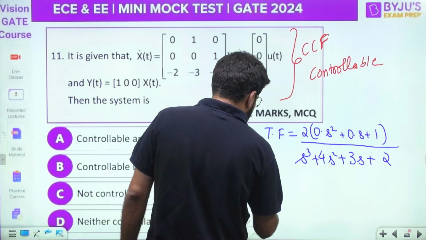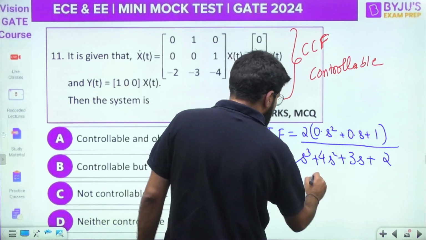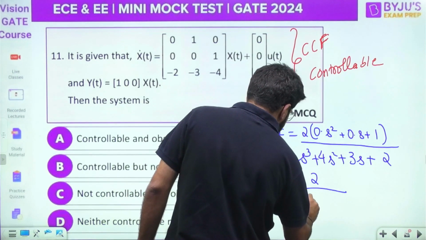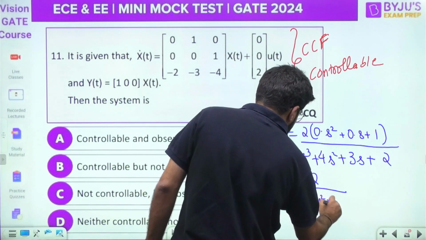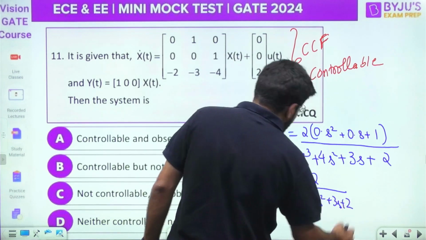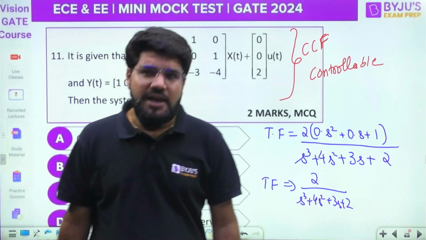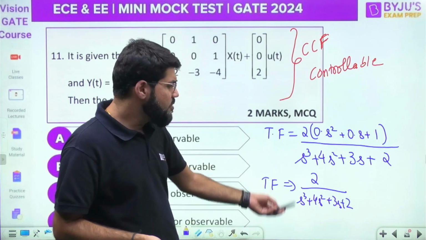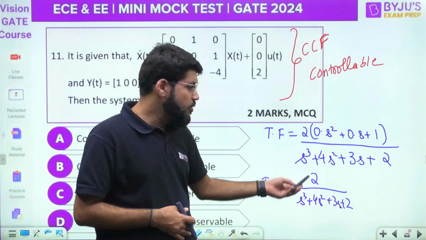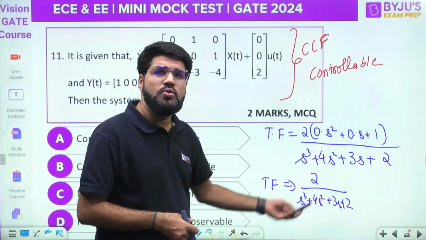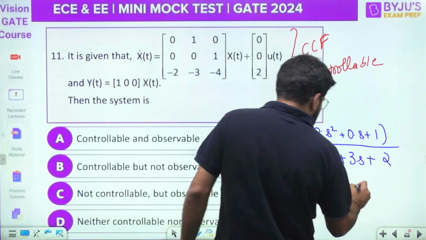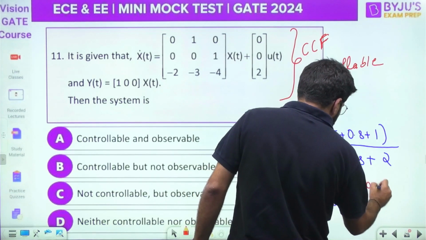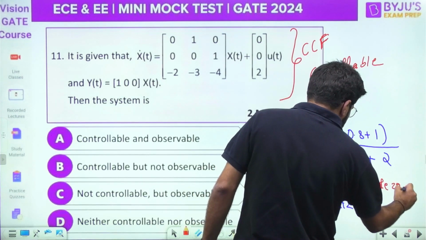So this is the transfer function. Let me complete it. The numerator is just 2 upon S cube plus 4S square plus 3S plus 2. Then you check for pole-zero cancellation. If there is a pole-zero cancellation, it is not observable. Is there any pole-zero cancellation? For a zero to cancel a pole, there should be a zero. Now there is no zero.